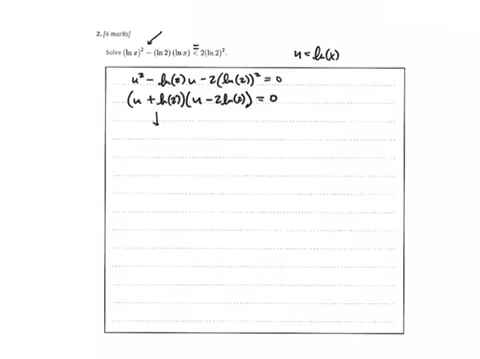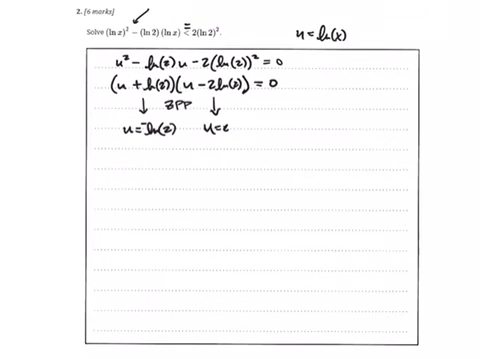So I'm going to solve here, setting each of these to zero using the zero product property, which says if the product of two items is 0, then one or the other has to equal 0. So if the first equals 0, then u would have to equal negative ln of 2. And if the second is, then u would have to equal 2 ln of 2.